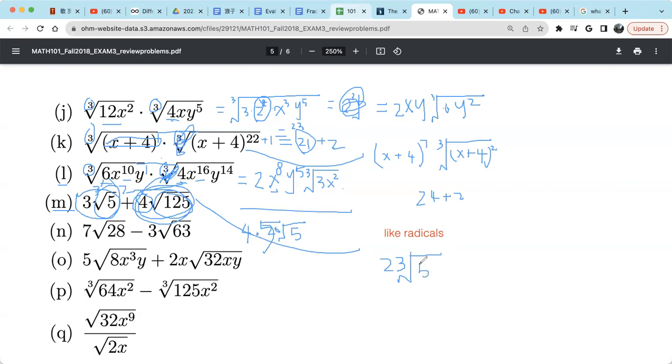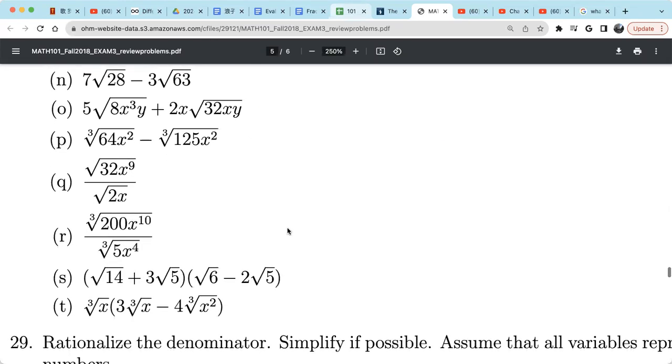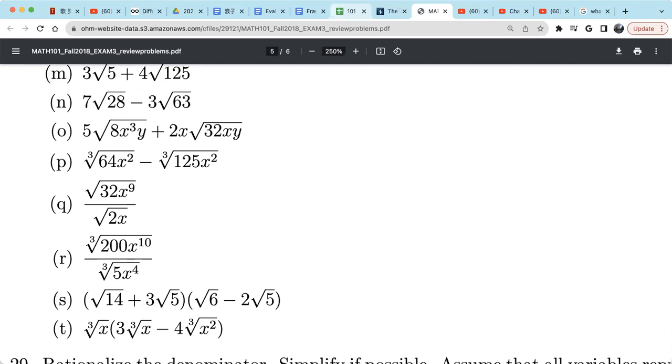Okay, I better erase this, right? Too much on the board. So M is 23 radical 5. Now let's see N.